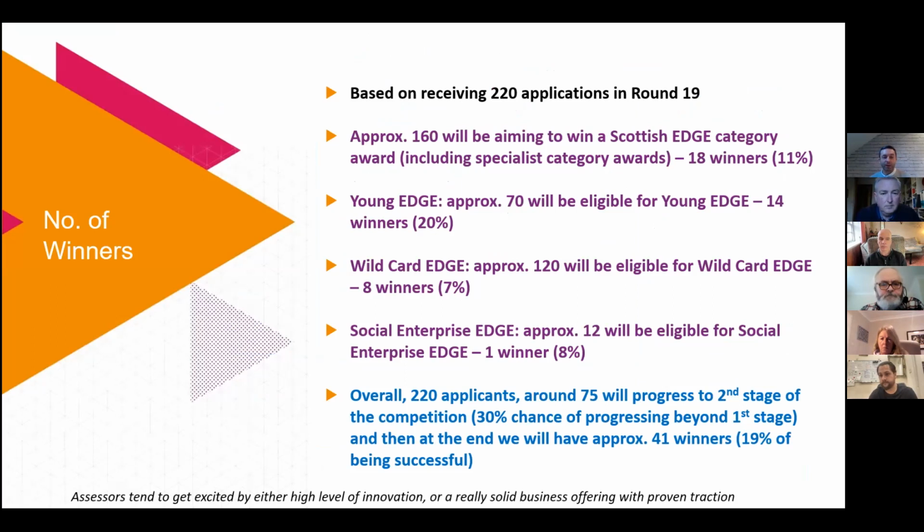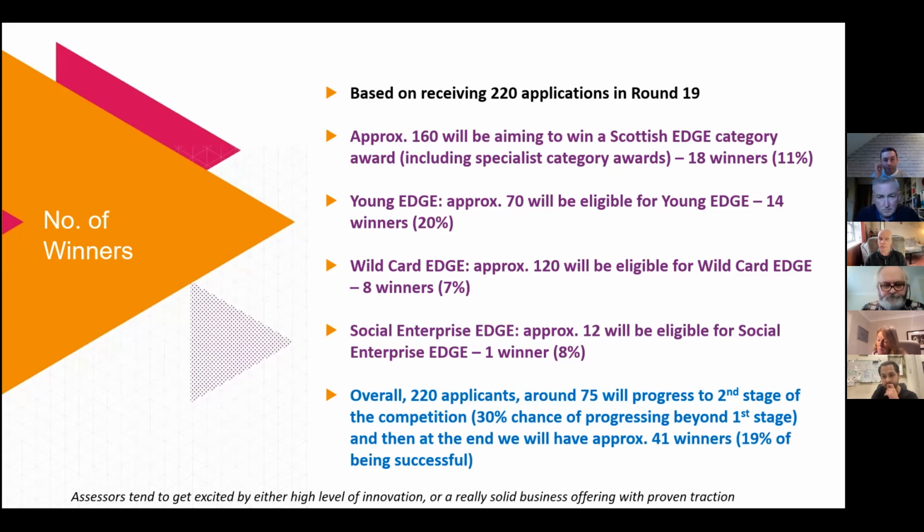And here's roughly some stats around your chances of success. At this stage, we don't have any idea how many applications will come into Scottish Edge round 19. In previous rounds, we have had applications ranging from 200 up to just over 300. In the last round, it was 267, I think. So I'm just basing this on a random number of 220. As I said, it could be 250, it could be 300, it could be 200.